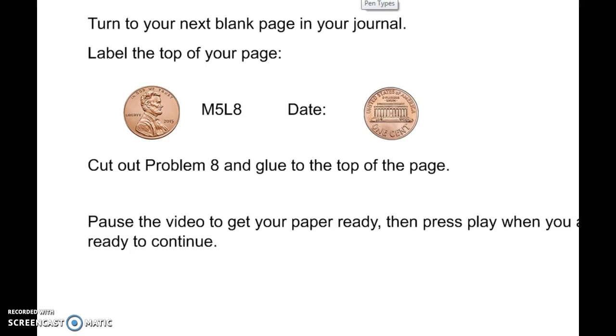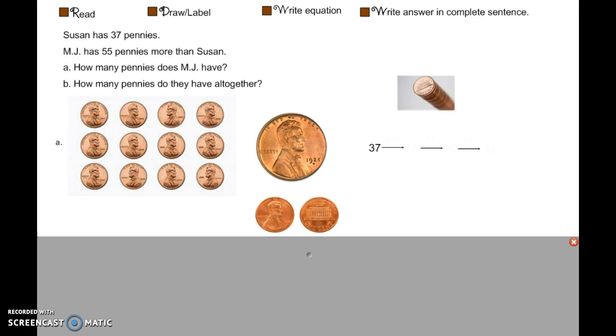Turn to your next blank page in your journal and label the top of your page M5L8 for Module 5, Lesson 8. And please remember to include today's date. Then cut out Problem 8 from your prompts and glue it to the top of the page. Pause the video while you get your paper ready, then press play when you're ready to continue. All right, let's get started.